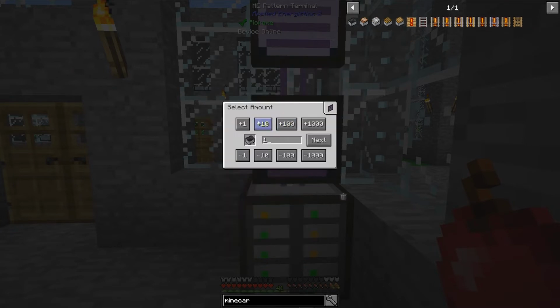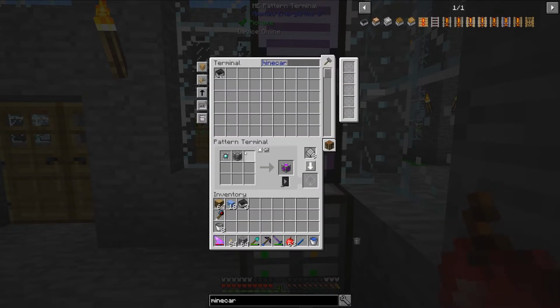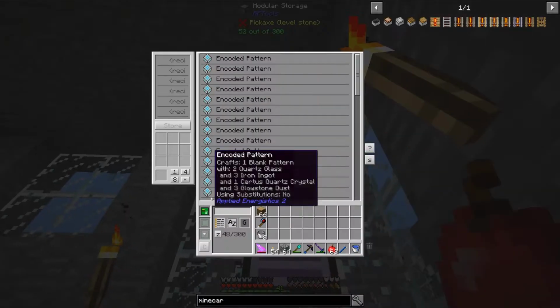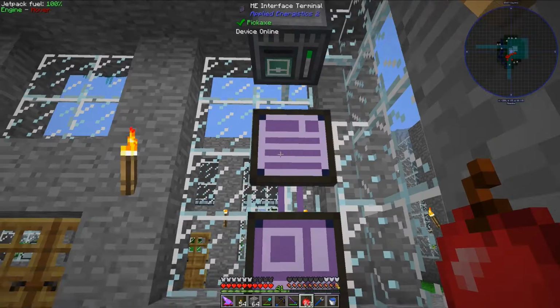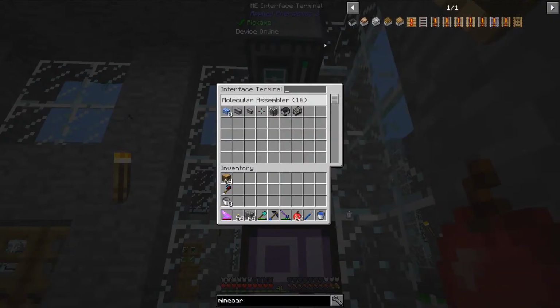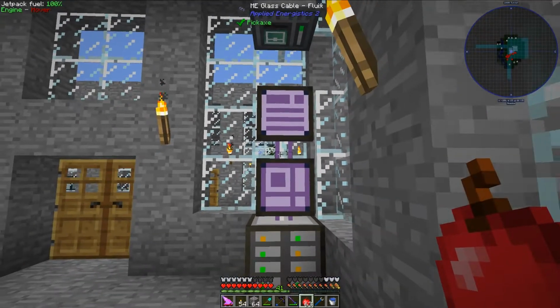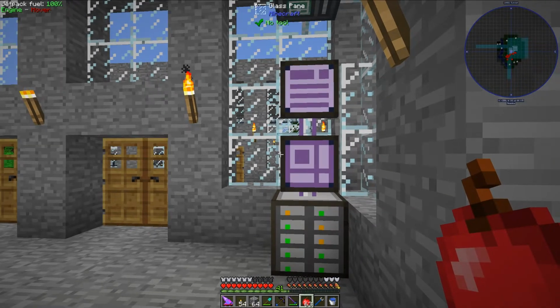And let's grab the ones we already have. Let's craft 10 of them because they're cheap. And there we go. Fantastic. So what I'm going to do real fast is take all these patterns and put them in the ME interface terminal right here. And once I have that done, I will be right back.